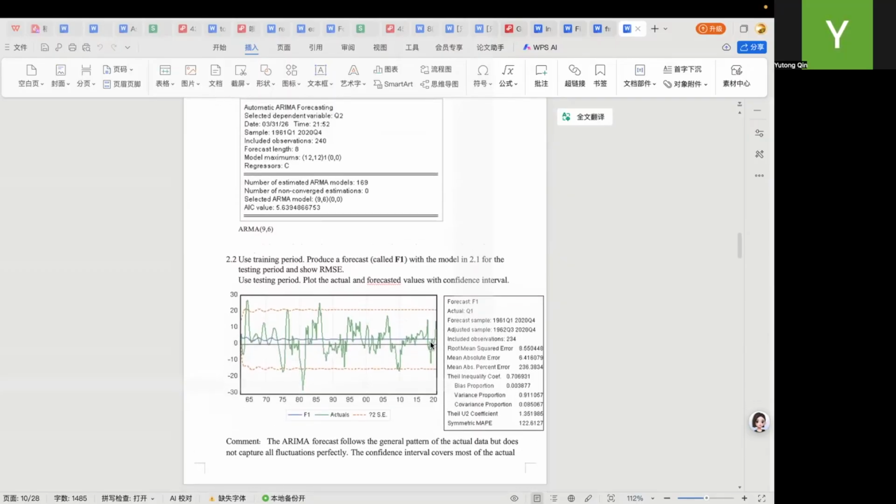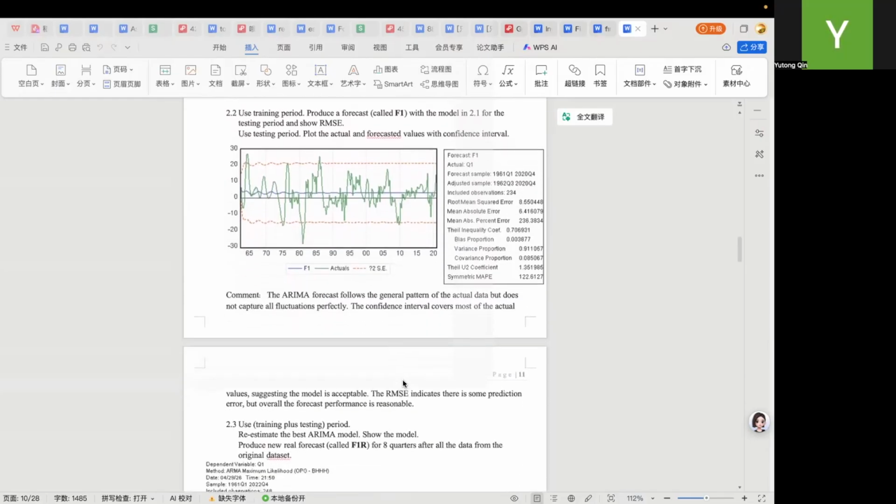Using automatic model selection based on AIC, we identified an ARMA(9,6) model as the best model. Then we use this model to produce a forecast for the testing period.